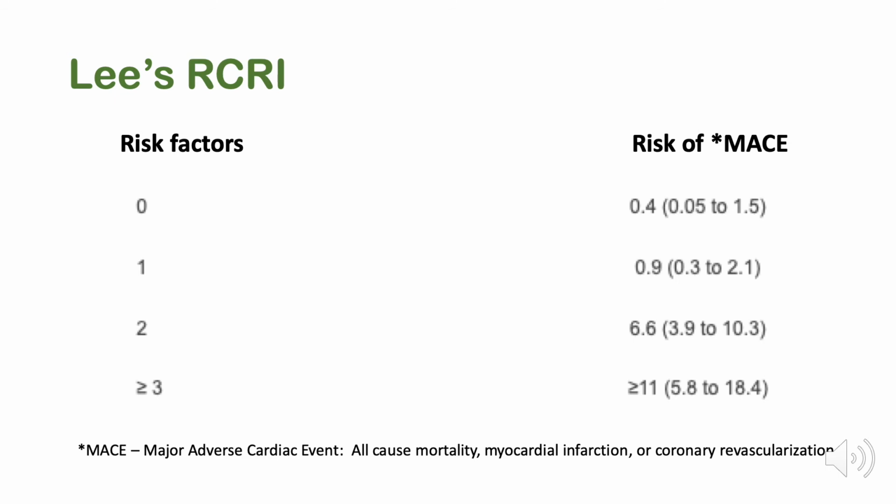If a patient does not have any of those risk factors, they still have a risk of MACE, or major adverse cardiac event, of 0.4%. MACE includes myocardial infarction, pulmonary edema, ventricular fibrillation, primary cardiac arrest, and complete heart block. So if patients have 1 risk factor, they have a risk of MACE of 0.9%. If they have more than 3, they get more than 11% risk of MACE. Other risk predictors are the American College of Surgeons NSQIP, or the National Surgical Quality Improvement Program. This is available on this website.